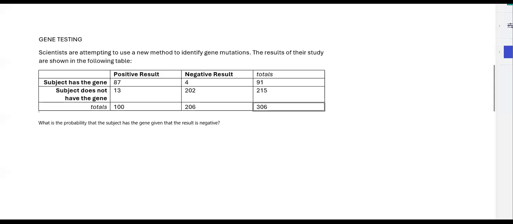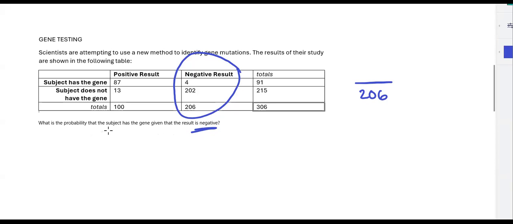All right, moving on. Okay, so the next one is, what is the probability that the subject has the gene given that the result is negative? So now we're into slightly different territory here. We know for sure that the result is negative, and it looks like there were 206 people that had a negative result. So my total, the total possible outcomes, is different now because I have different constrictions. So the total this time, instead of the 306, looks like it's 206 because there are only 206 people that had a negative result. And I know for sure that my probability is coming from this particular pool.